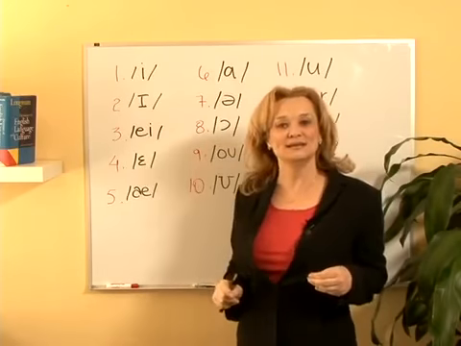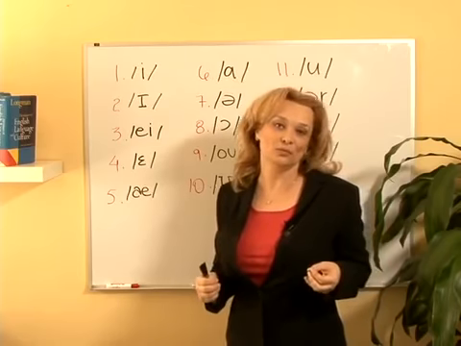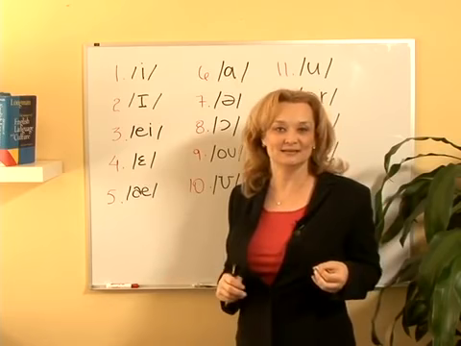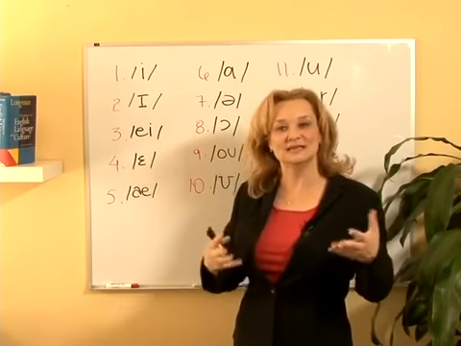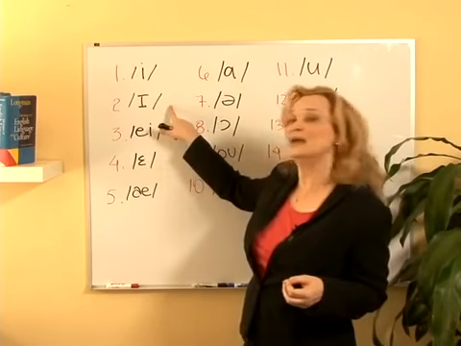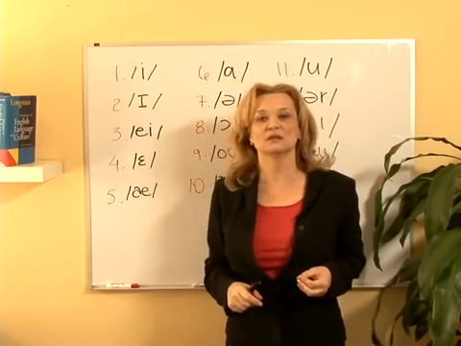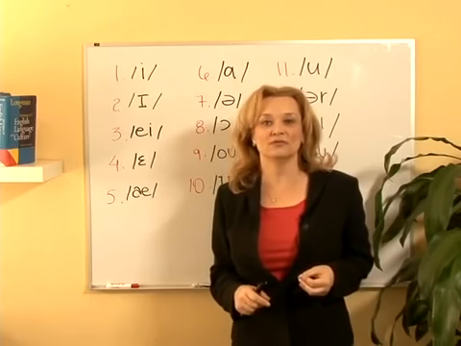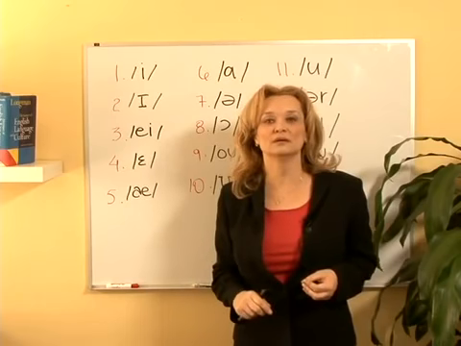The first one is E. Some common words include please, see, meet, believe. Say it one more time with me. E. Okay, vowel number 2 is I, as in it, this, difficult, if, dinner. Say it with me. It.